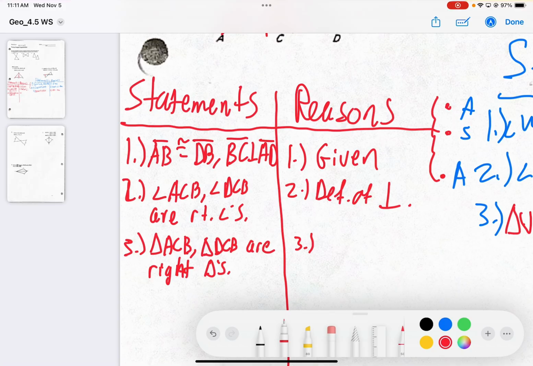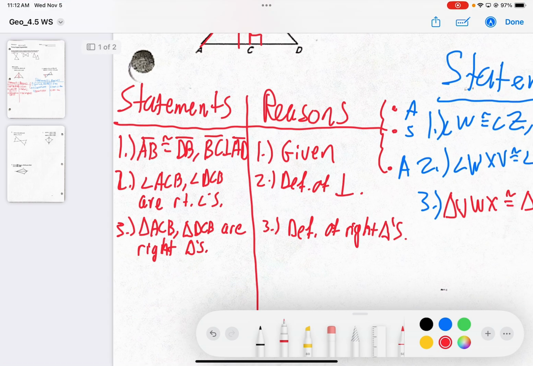How do you know they're right triangles? It's a definition. Definition of right triangles. Okay. All right, so then that gives me that the triangles are right triangles. I already stated that my hypotenuses are congruent. I need to state now what Prabner told me, which was what, BC and BC? So BC is congruent to BC, and then the reason for that is reflexive.